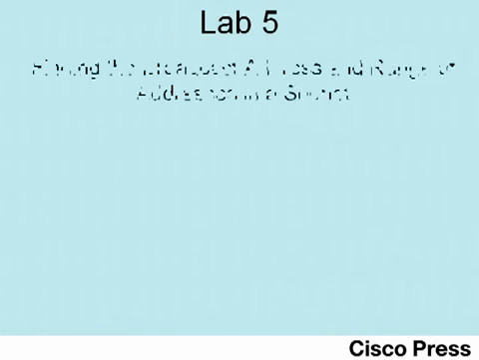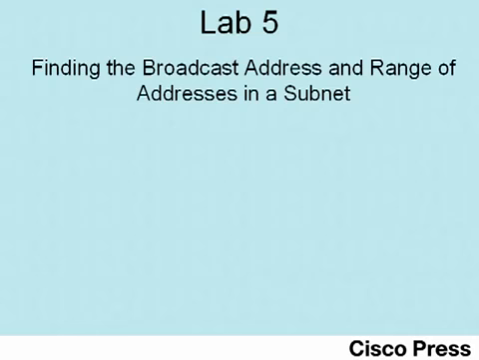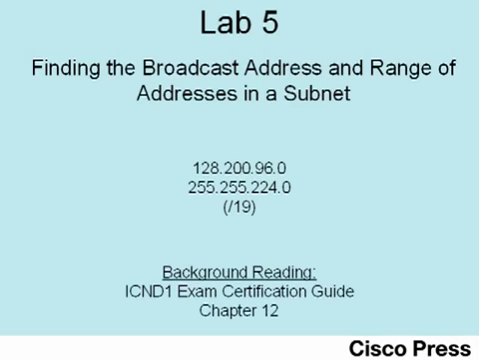Hello and welcome to ICND1 Lab 5, finding the broadcast address and range of addresses in a subnet. This video essentially continues ICND1 Lab 4, which found subnet number 128.200.96.0 with mask 255.255.224.0. This video continues that process by identifying the range of usable addresses and the subnet broadcast address.